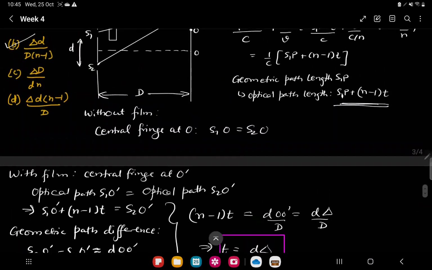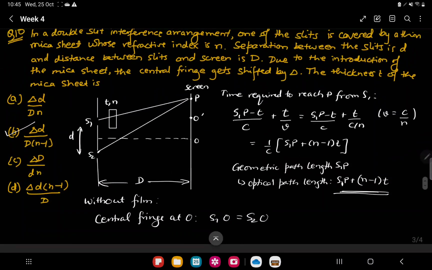So here we are just finding out the thickness of the film, which causes a shift by some delta. And how do we find this out experimentally? If we use white light, then we know that the central fringe is white and the other fringes are colored. So we will use white light and the mica sheet, and then we will find out where we see that white band, and the distance from the origin to that white band would be the shift.